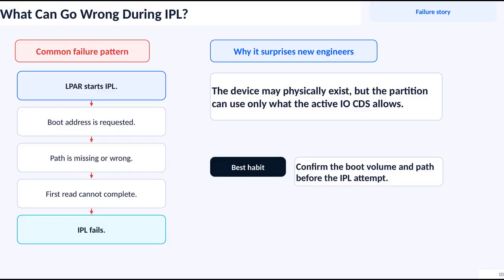One common IPL failure is simple but painful. The partition starts, the boot address is supplied, and the first read is attempted, but the path to that boot volume is missing, incorrect, or not allowed for that partition. The operating system code cannot be read, so the IPL fails early. This can be confusing because the storage may physically exist, a cable may be connected, a volume may be present, but the partition works through the active IO-CDS definitions, not through guesswork. The practical lesson is to confirm the boot volume, confirm the device address, and confirm that the allowed path exists before attempting IPL.